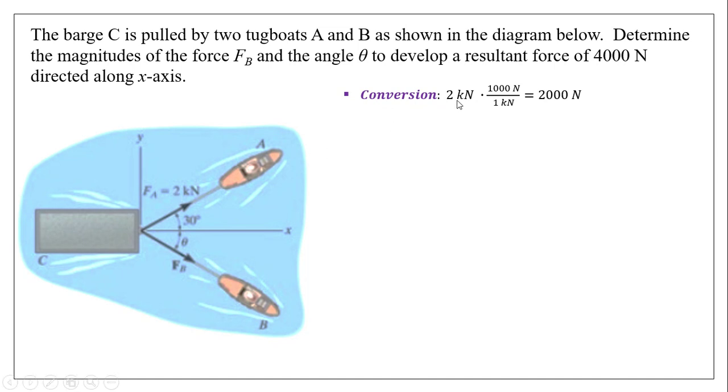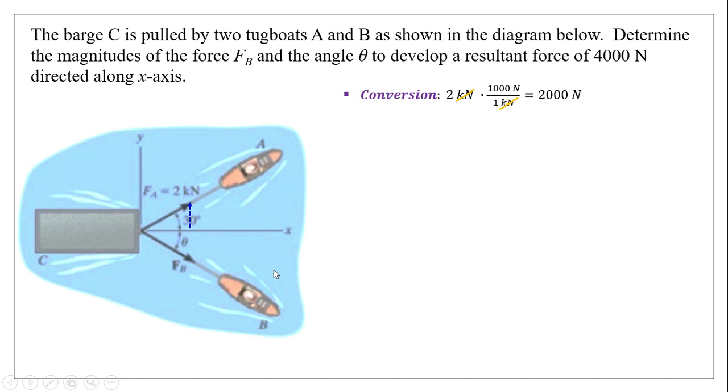So I'm going to convert 2 kN, or 2 kilonewtons, to newtons so that all my units are in newtons. I'm going to set up the 2 kN here, and the conversion factor between kN and newtons is for every 1 kN, there's 1,000 newtons. So the kN units will cancel out, leaving you with just 2,000 newtons. 2 times 1,000 is 2,000 newtons. Then I want to identify all my components for FA and FB in no particular order.